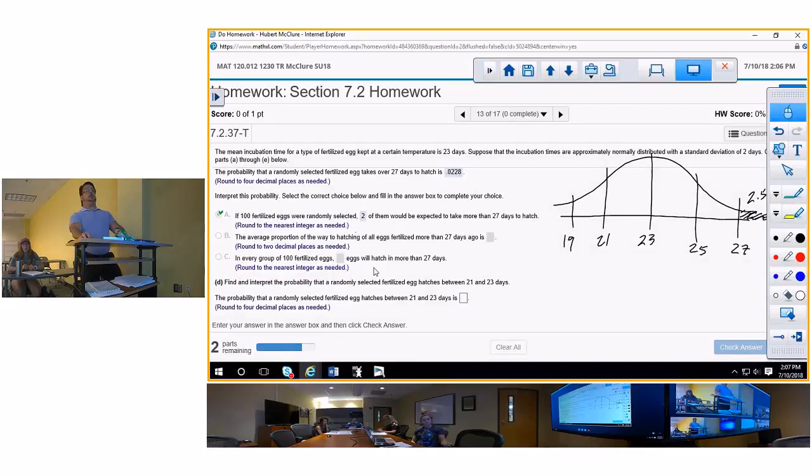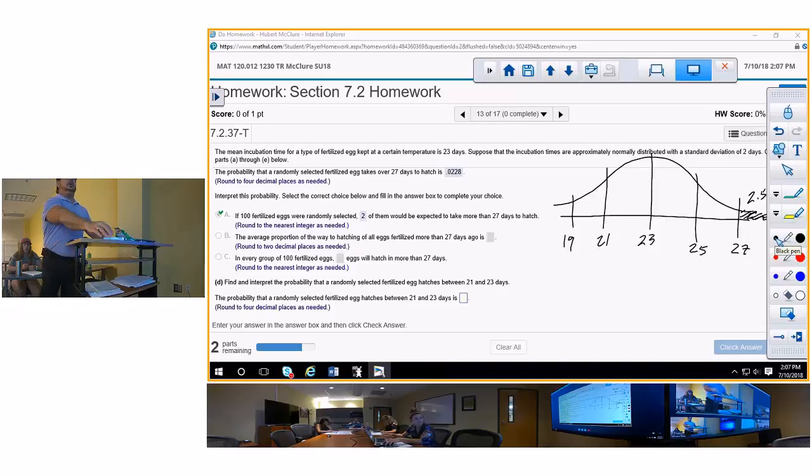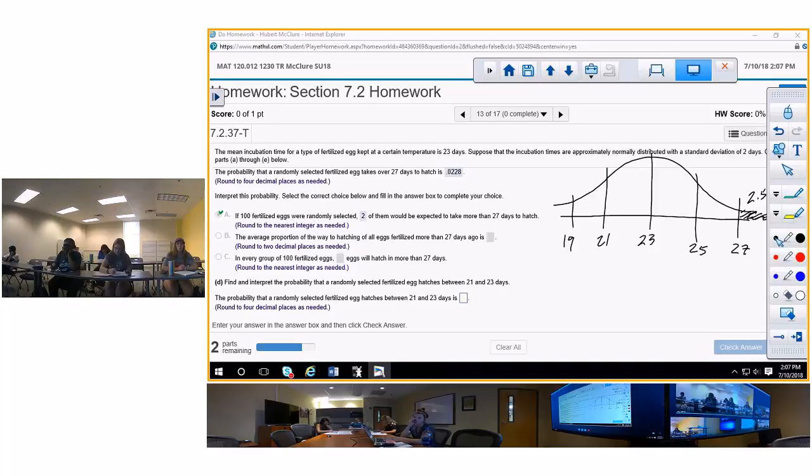Find and interpret the probability that a randomly selected fertilized egg is between 21 and 23 days. How many percent by the empirical rule? 21 and 23. Somebody tell me right quick. 34%. So in your mind, 0.3400 is the answer. So you go down here and you say, okay, common sense is 0.3400.